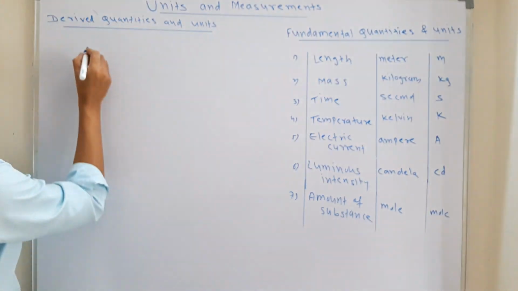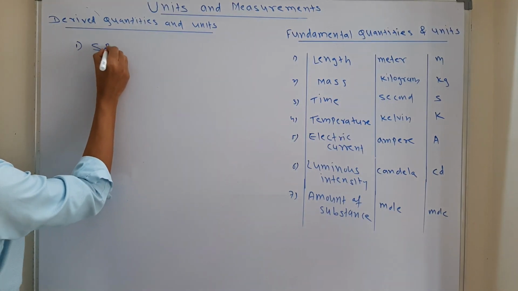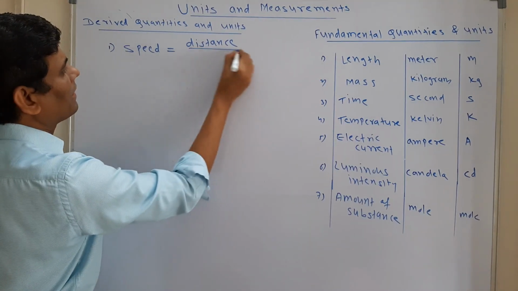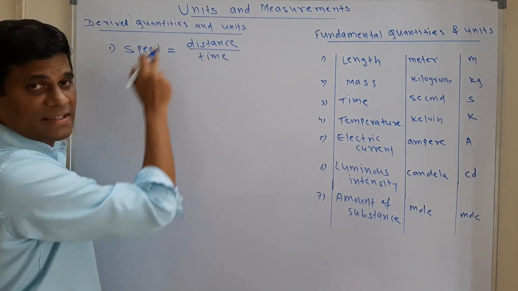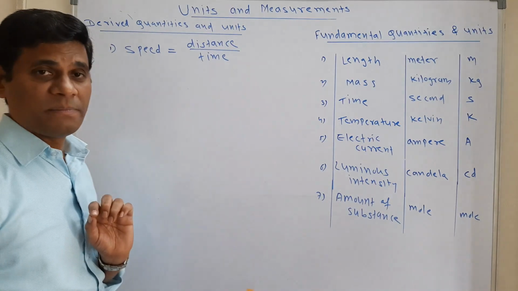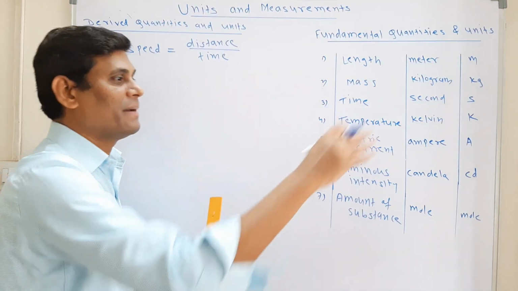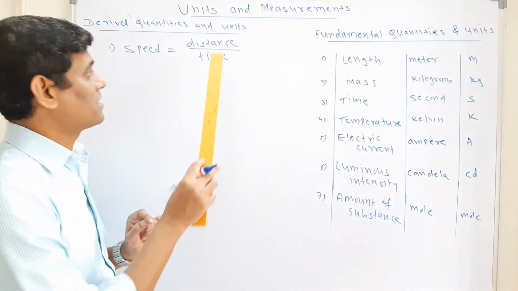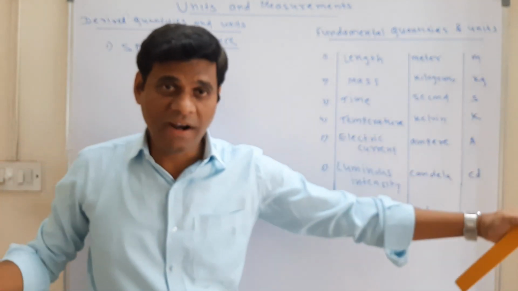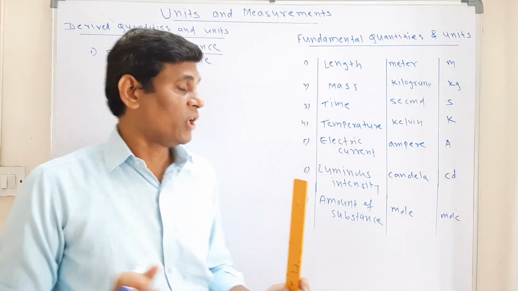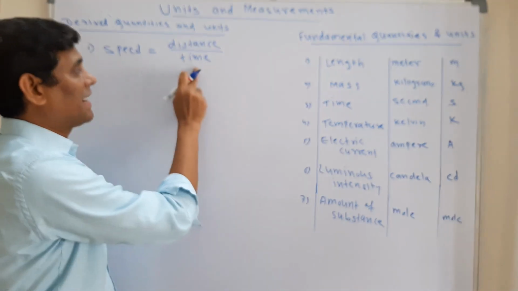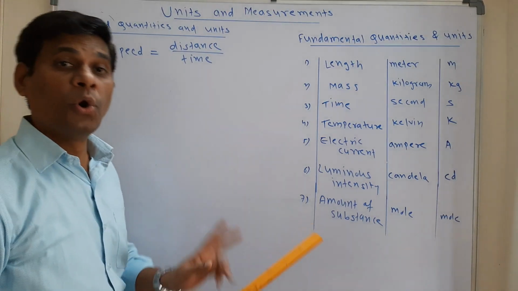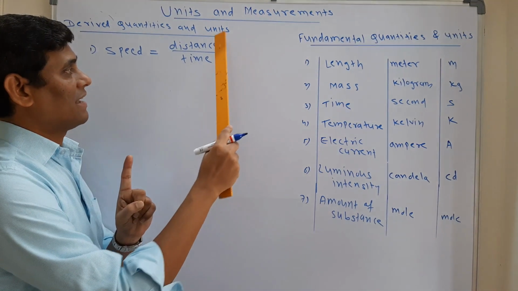For example, suppose speed. Speed is distance upon time. So speed of any object you cannot measure directly. Suppose I threw a ball, measure the speed. You cannot measure directly. You have to find first the distance. How much distance is covered in how much time? If you know the distance covered, if you know the time, then only you can find the speed. Means speed depends upon two fundamental quantities. One is distance and second is time.